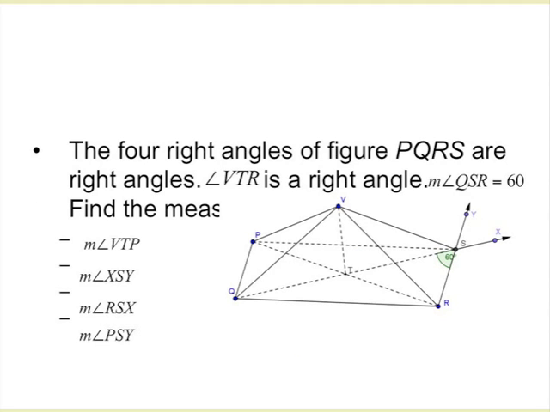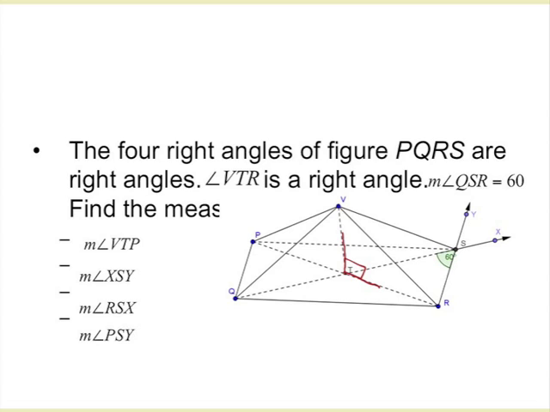In this picture, we are given some information first that seems a little bit off. It says there are 4 right angles in the figure PQRS, but it doesn't really look like it. They don't look like right angles in PQRS, but the directions tell us they are. Then it tells us VTR is a right angle, but it doesn't really look like it, but it tells us it is. And then it tells us QSR is 60, which is labeled out.